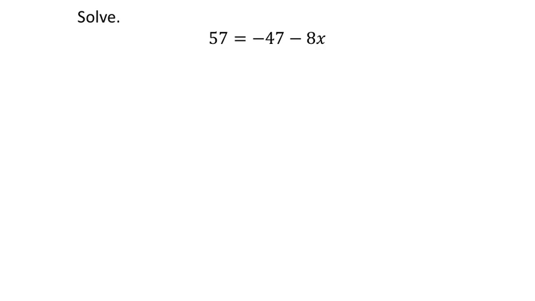So this problem, let's go ahead and solve it. And to solve it, I don't see any distribution, because there's no parentheses, so we're going to skip that. And I also don't see any like terms that I can combine. Some students may say, well, 57 and negative 47. That's true, but they're on opposite sides of the equal sign, so I can't combine them directly.